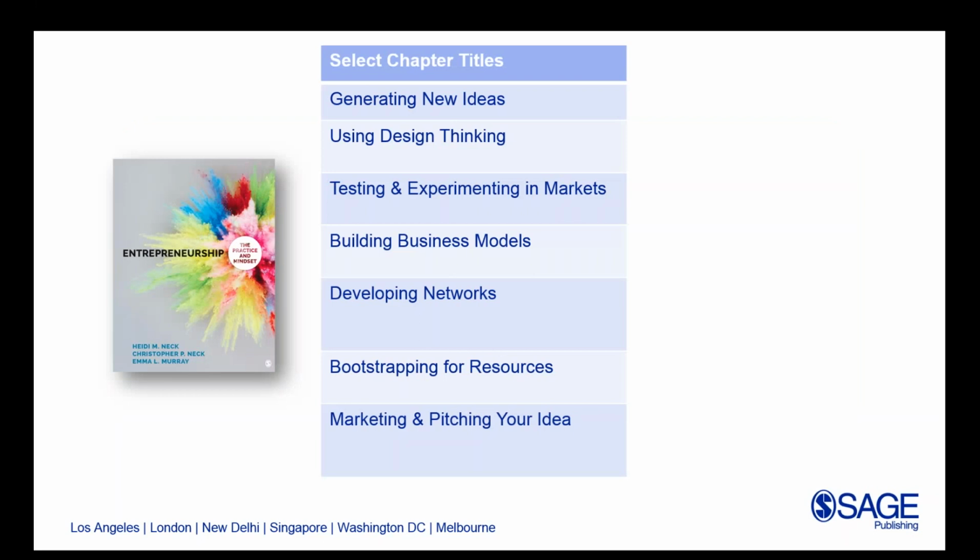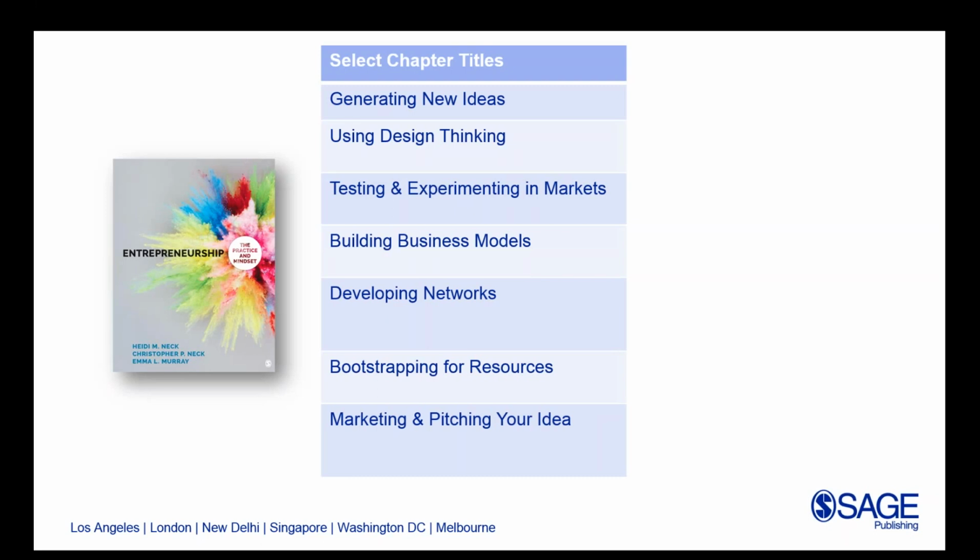So what I like to do is take the textbook chapters or the topics of the day, and these are select chapter titles from my new textbook that just came out through Sage called Entrepreneurship, the Practice, and the Mindset. And these are just 7 of the chapter titles. And in my syllabus, I don't put the topic and I don't put the chapter title, but I put the question that the class session is going to answer, or the challenge that the class session is going to revolve around.